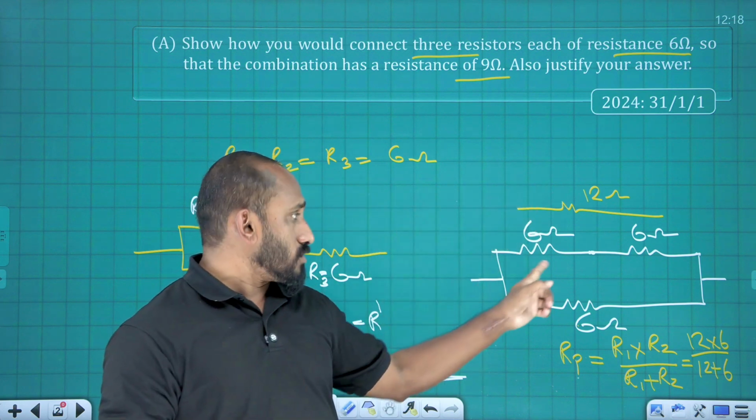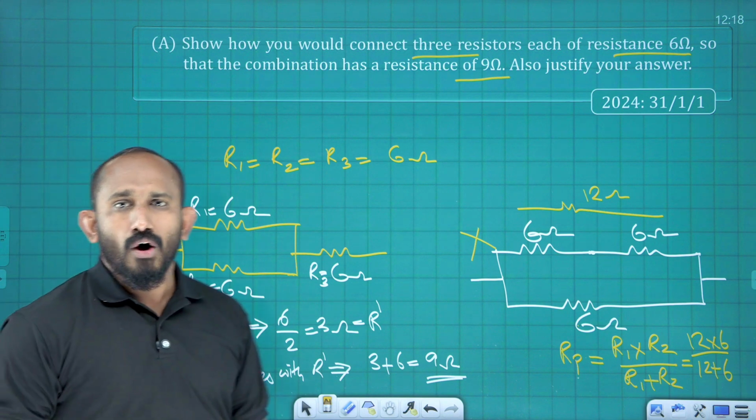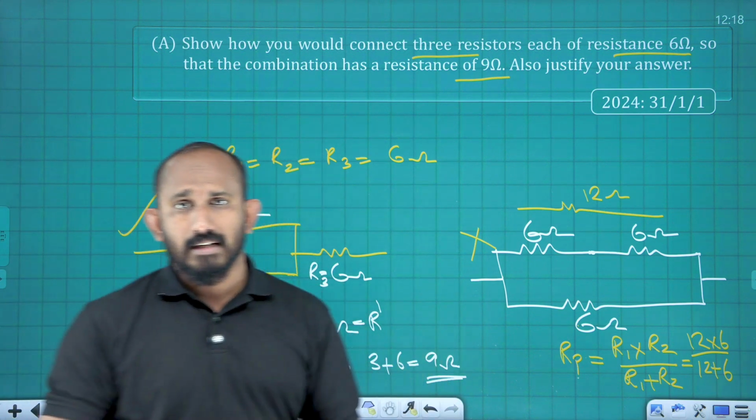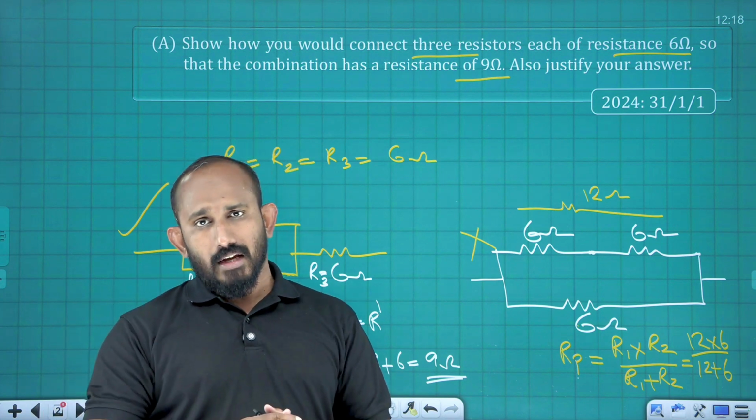Here we need 9 only. So this combination is not required, so it's wrong. Here is the correct way. Hope you got it. So this way of question you can get it. It's a logical approach. So basically it is a trial and error method we can say.